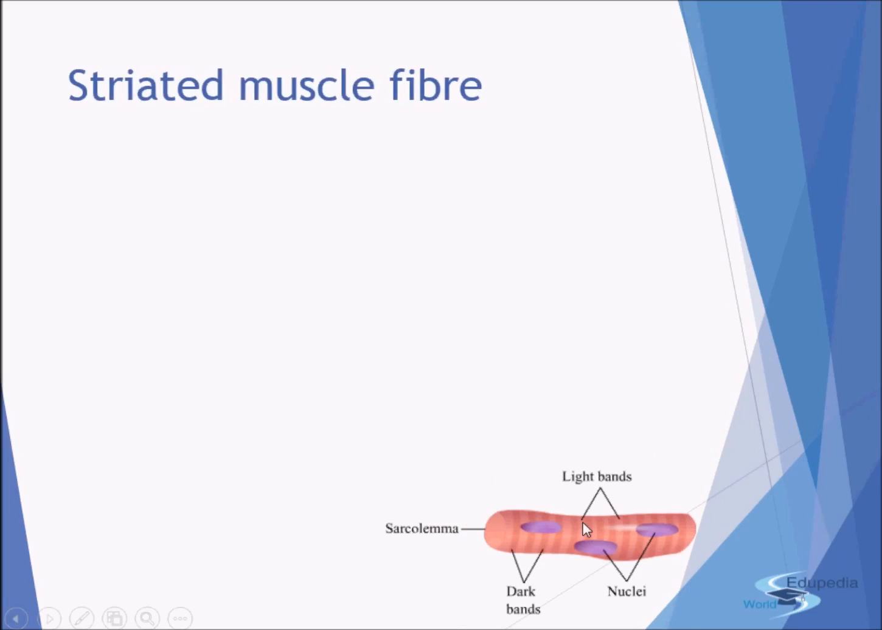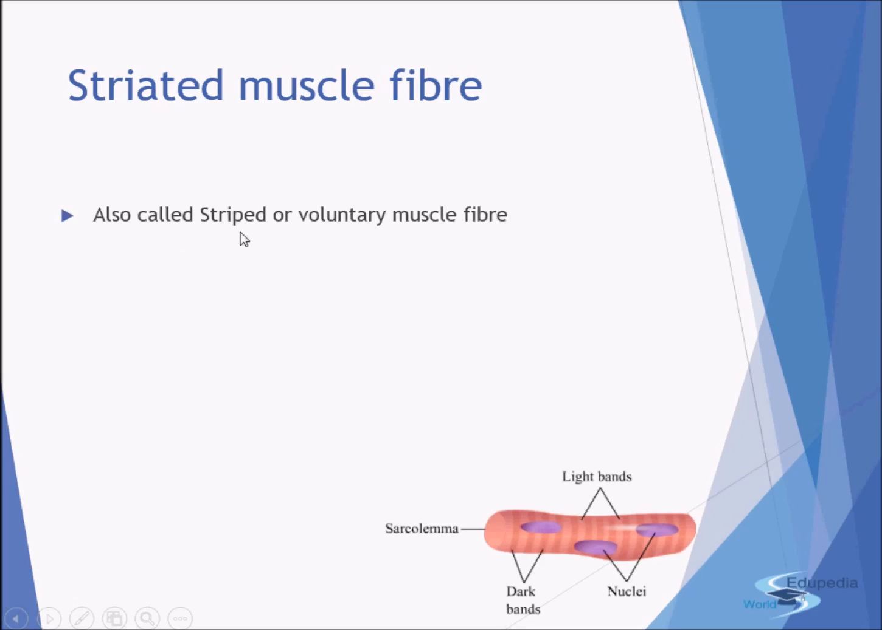Here you will see there are certain alternate dark and light bands. You can see there are many nuclei. What is the difference between a nucleus and nuclei, children? Nucleus is the singular form and nuclei is the plural form. So you can see many nuclei here, and the layer surrounding this muscle is known as the sarcolemma.